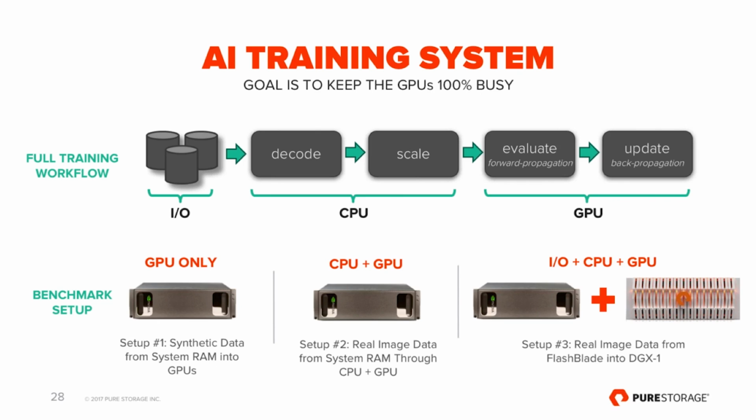Setup number two is using real ImageNet data, but putting it into the system RAM, right? And so the data is sitting in RAM, and it's going through the entire workflow that you see on the top: through the CPU, which does the decoding and scaling, and the GPU, which does the evaluation, the forward and the backward prop. And the third setup is real data sitting in FlashBlade, going over the Ethernet network into the DGX system and training the network that way. So you see those three setups. Let's see how it compares in performance.